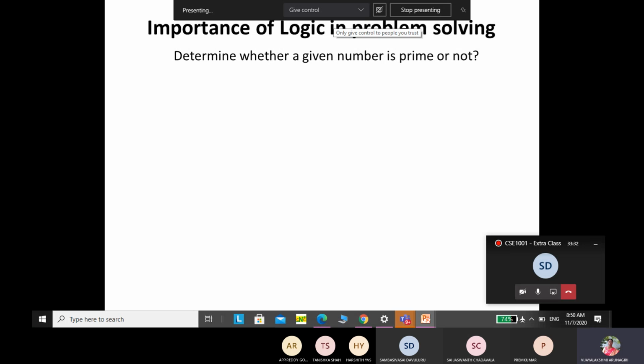In general, a prime number means the number is divisible only by 1 and itself. Otherwise it's not a prime number. So for that we start from 2: number divided by 2, check whether there is a remainder; number divided by 3, number divided by 4, up to number divided by n minus 1. If none of the numbers divides it, then we call it a prime number.